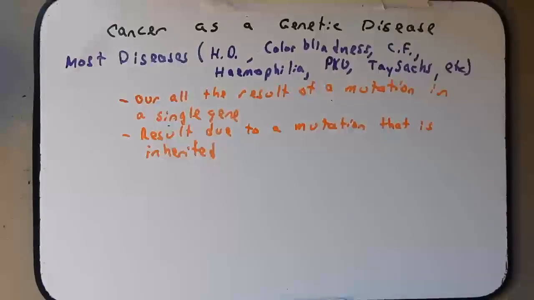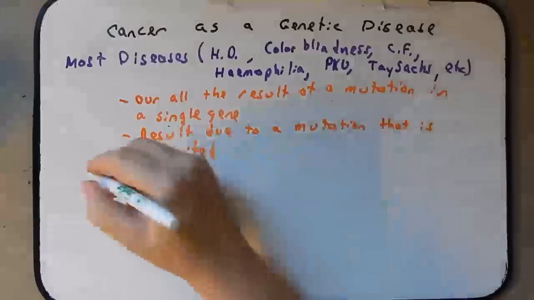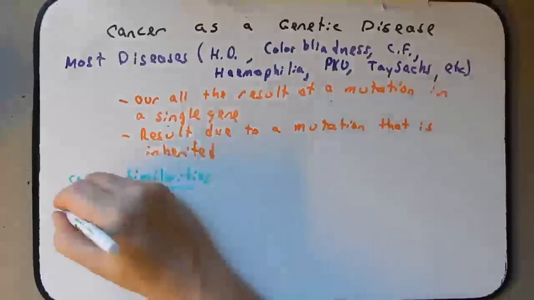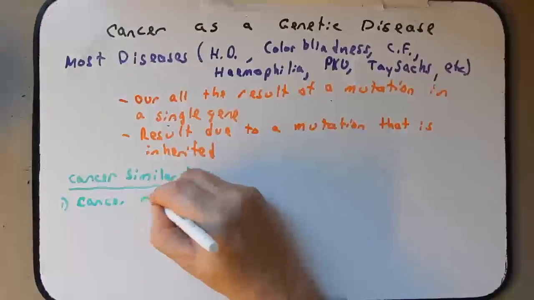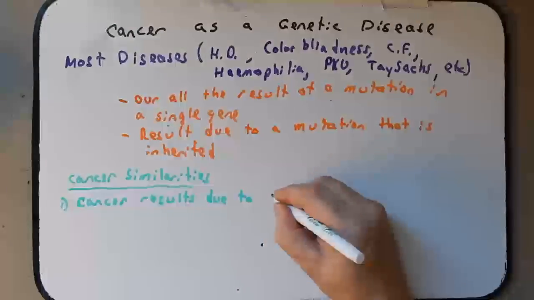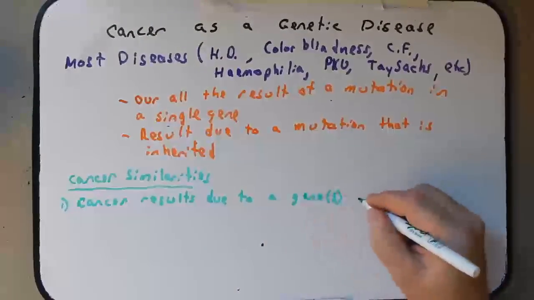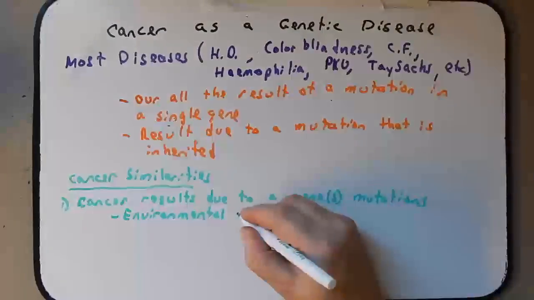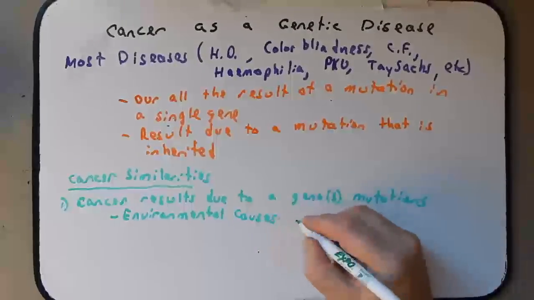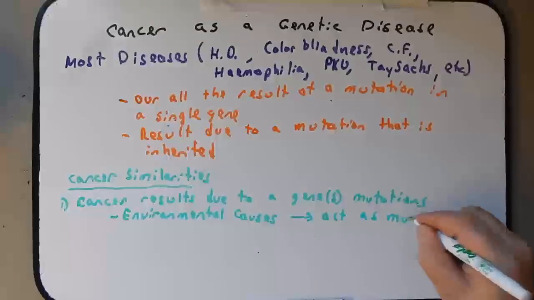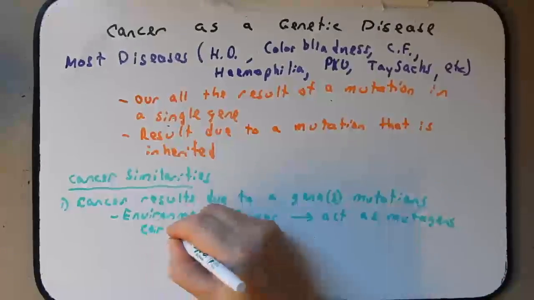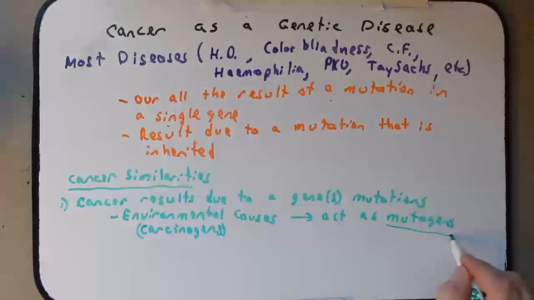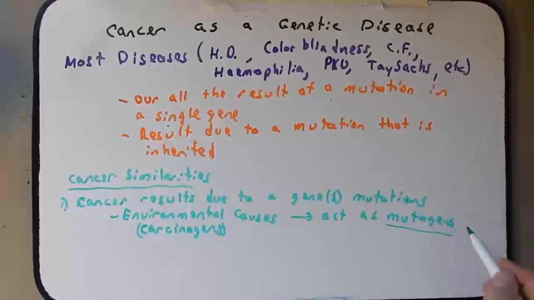Now, cancer is similar to and different from these other diseases. So, cancer similarities to most of these other diseases. The first is that cancer results due to a gene mutation or gene mutations. And the reason we know this is that the environmental causes of cancer that we talked about on the last board act as mutagens. So these environmental causes we could call carcinogens, agents that cause cancer. And these carcinogens cause mutations in genes that then lead to cancer.